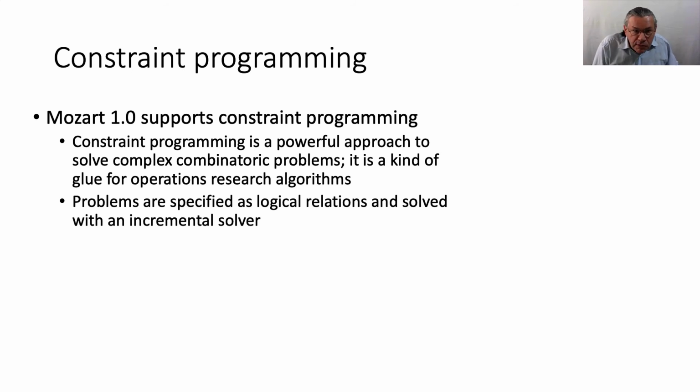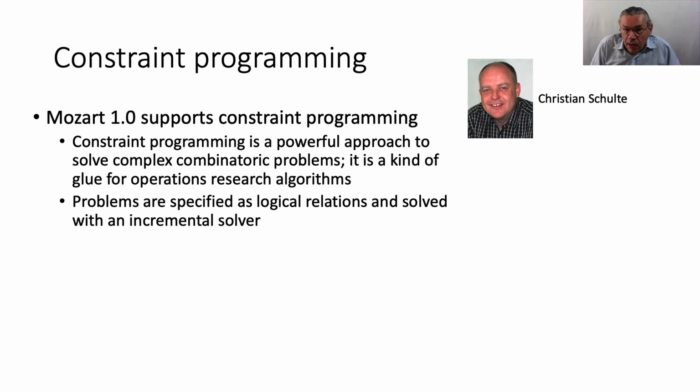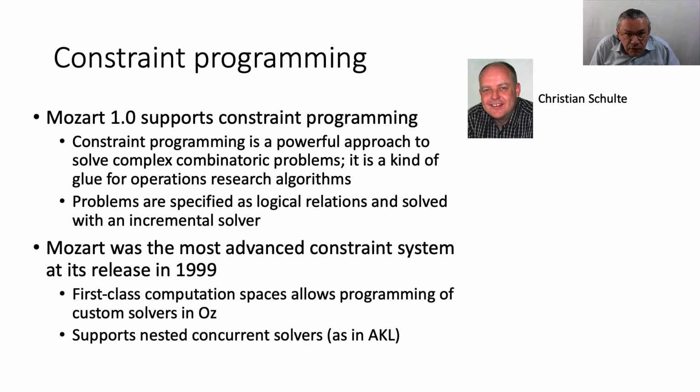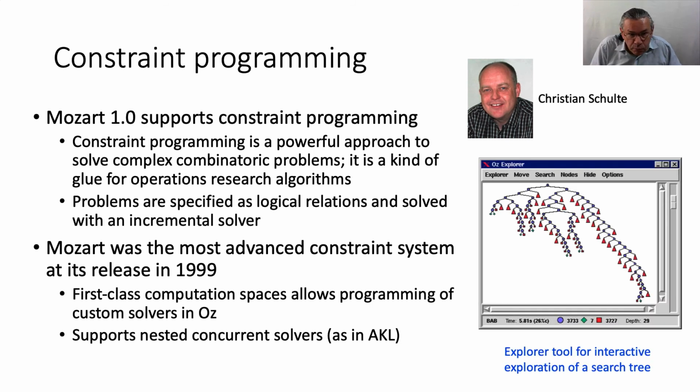This was mostly done by Christian Schulte with the help of other people. At its release in 1999, Mozart was the most advanced constraint programming system existing. It had first-class computation spaces to allow programming of custom solvers in Oz, and it supported nested constraint solvers, as in AKL. An example of the innovation in Mozart 1.0 is the Explorer tool for interactive exploration of a search tree. So at the release of Mozart 1.0, this was the only such tool existing.